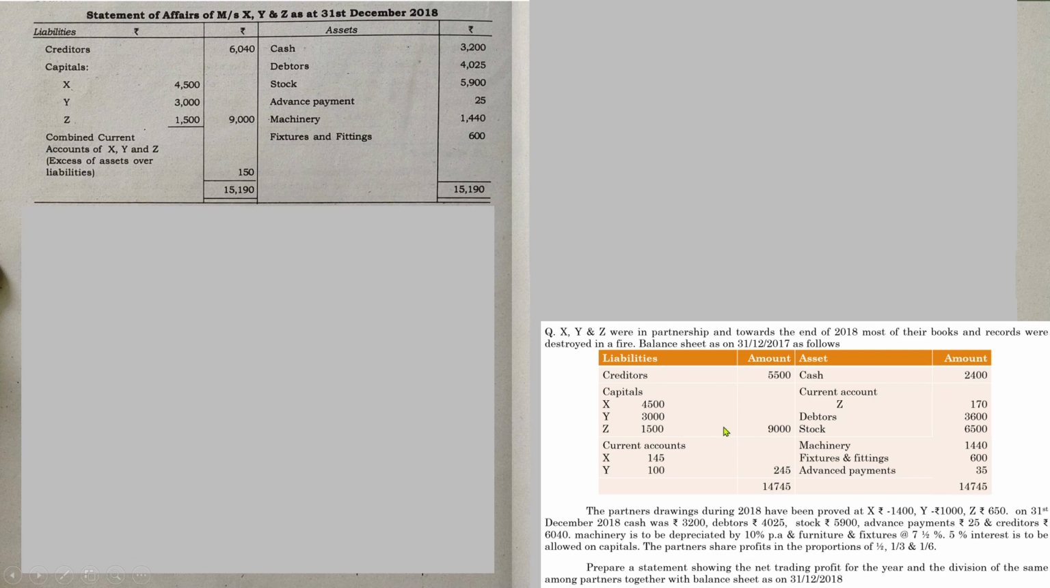Remember, if there is no information regarding closing capital, only in that case you have to follow like this. Otherwise it would have been mentioned in the adjustment. Since there is no information about the capital balance in the adjustment, we have taken the opening balances in the closing statement of affairs also. But remember, we were preparing the statement of affairs to identify the current account of the partners by the end of the period.